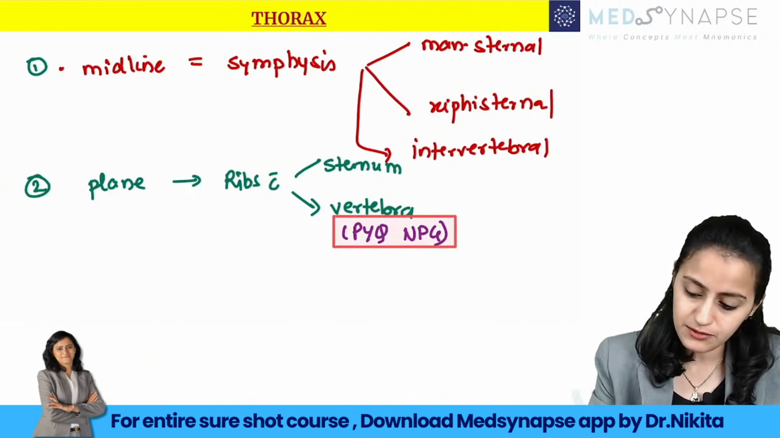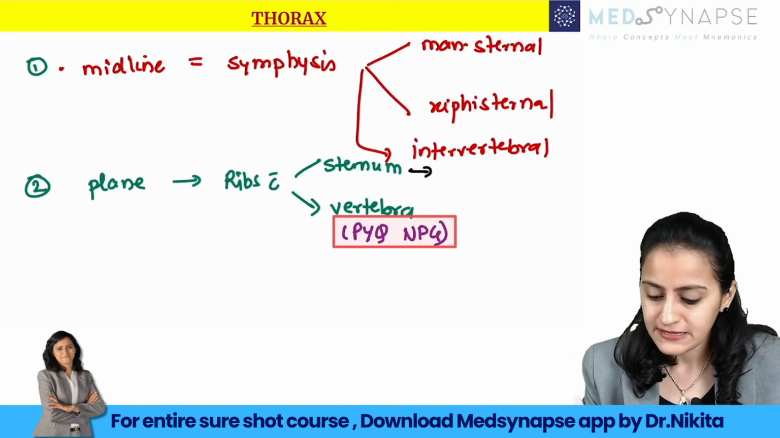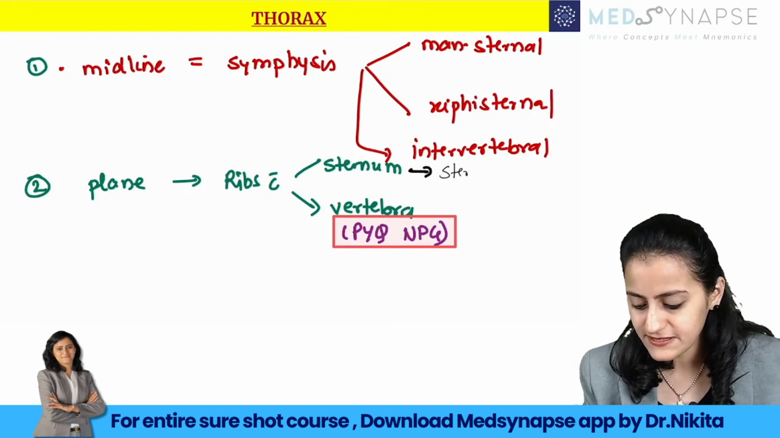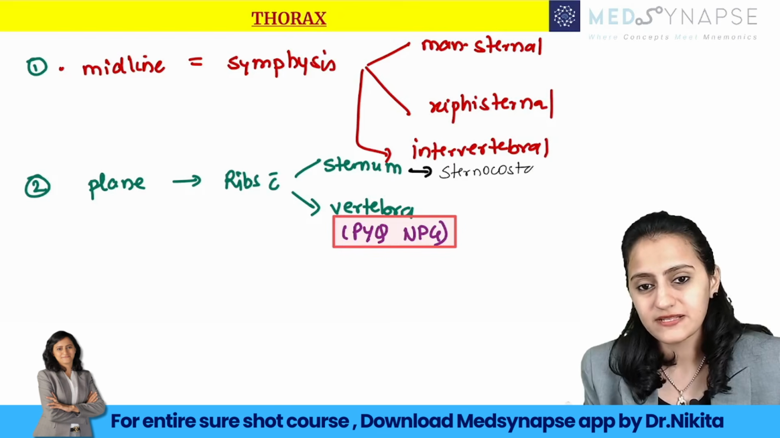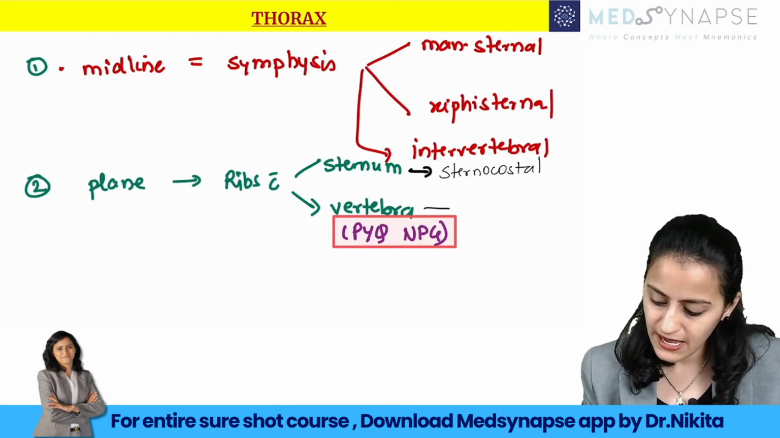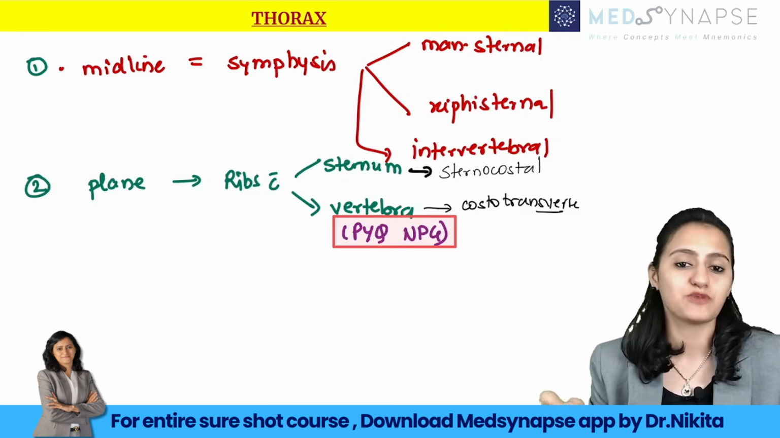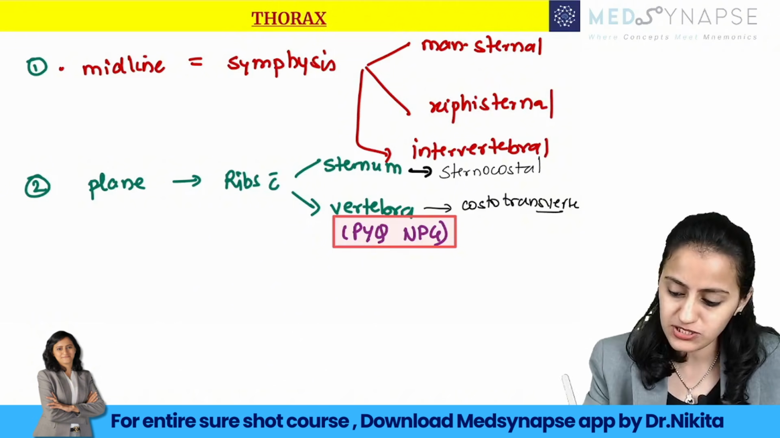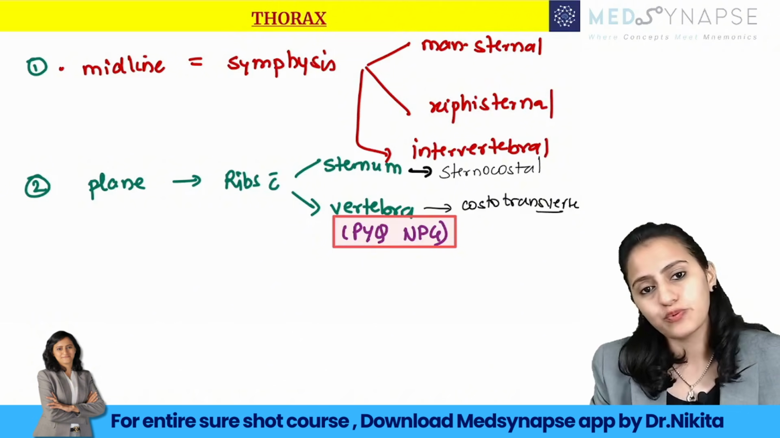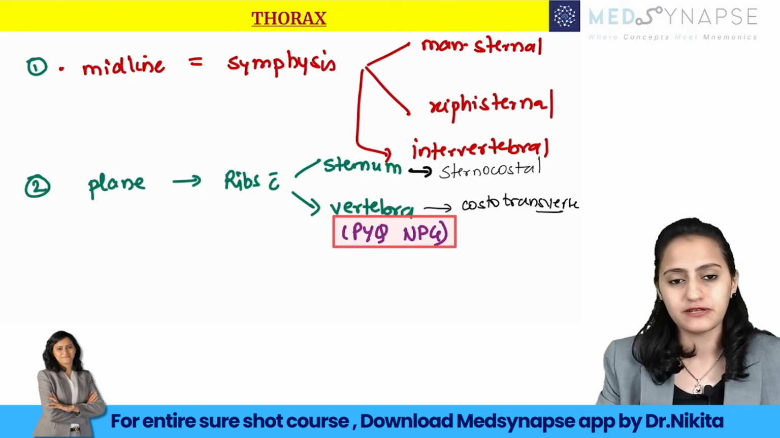So, what is the example here? This one here is the sternocostal. And what is this one? The costotransverse, because it articulates with the transverse process of the vertebra. So, this is the plain synovial joint.